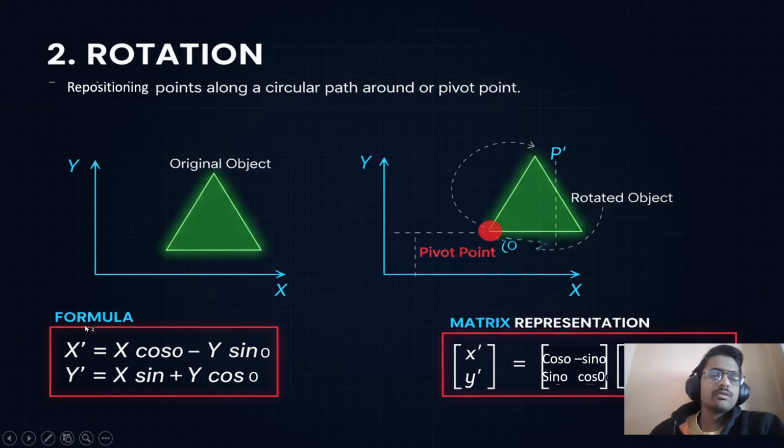Here is the formula for obtaining new coordinates: x dash is equal to x cos theta minus y sin theta, and y dash is equal to x sin theta plus y cos theta. So using this formula we can obtain new coordinates after performing rotation. Here is the matrix representation of this formula: x dash, y dash is equal to the matrix cos theta, minus sin theta, sin theta, cos theta, times x, y plus tx, ty. So tx and ty will be given in the question.